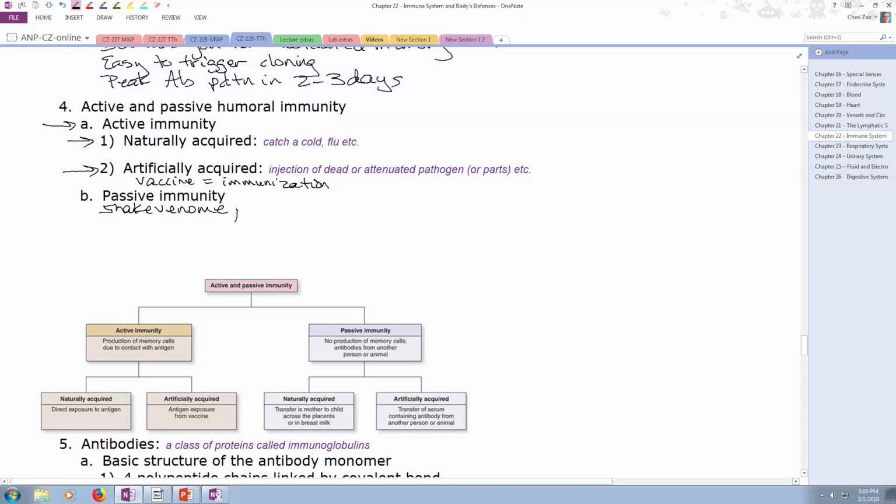How about to rabies? How about to botulism? So if you get bit by a snake, a rattlesnake, what are you going to do? Anti-venom. What do you suppose anti-venom would be? Hint, hint. Passive immunity. Yeah. It is antibodies to that bad stuff.